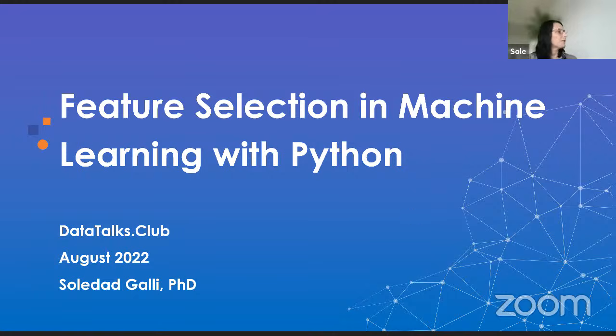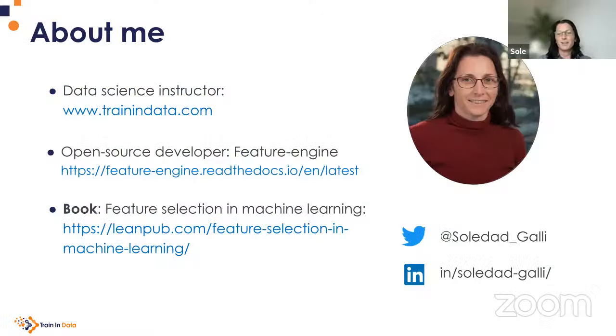A few words about me. I'm a data scientist. I worked in finance and insurance, building models to assess credit risk and to prevent fraud. I'm also an open source Python developer. I am the maintainer of one open source Python package for feature engineering that is called Feature Engine. At the moment, I'm also teaching machine learning online through courses and books. And the talk that I'm going to give today is related to my latest book, Feature Selection in Machine Learning, and you can find it at this link.